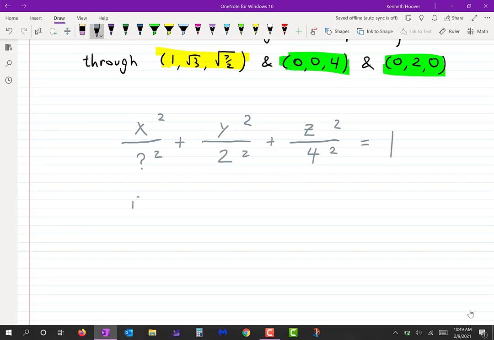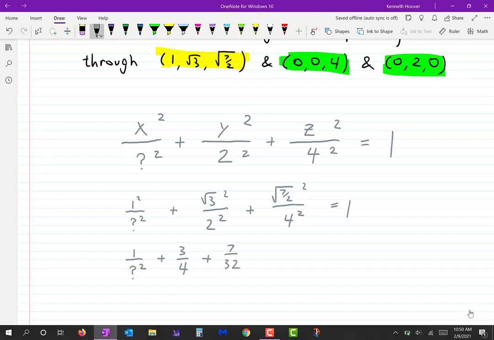Okay, we're going to get 1 squared over question mark squared plus root 3 squared over 2 squared plus square root of 7 halves squared over 4 squared equals 1. So that's 1 over question mark squared plus 3 fourths plus 7 halves divided by 16 will be 7/32, okay, equals 1.